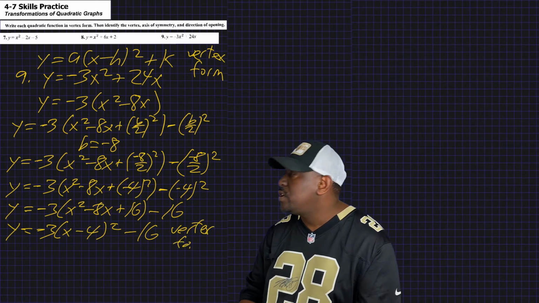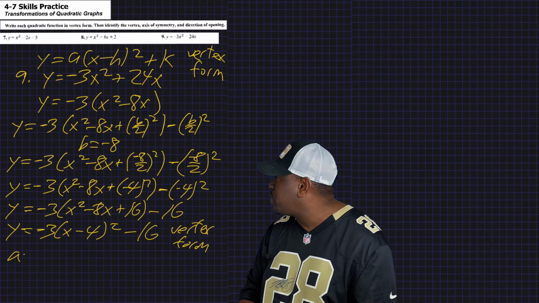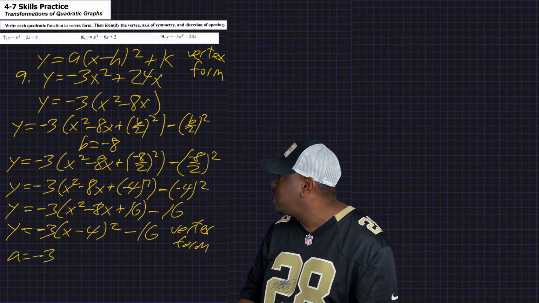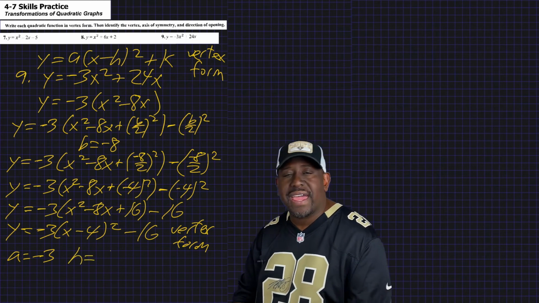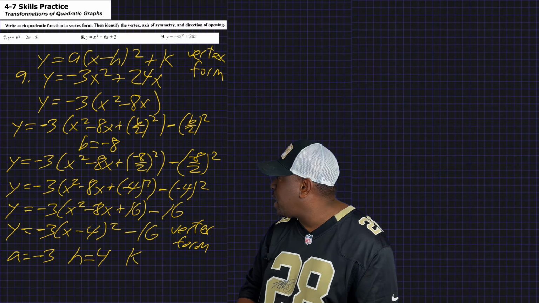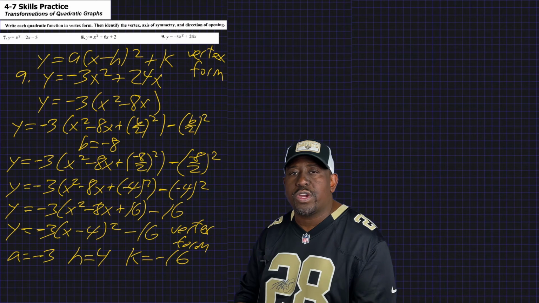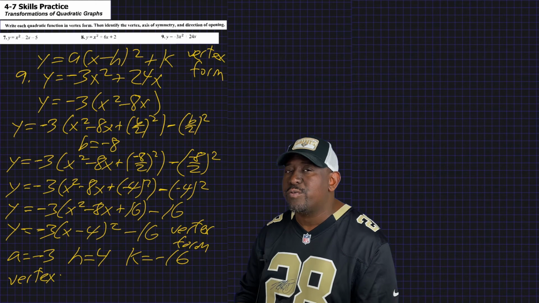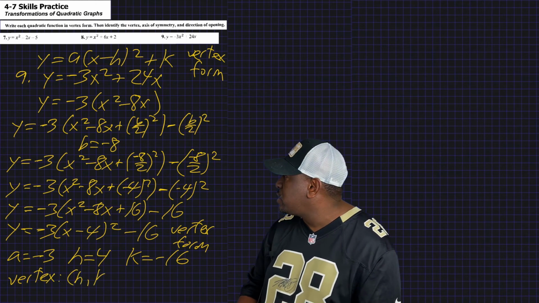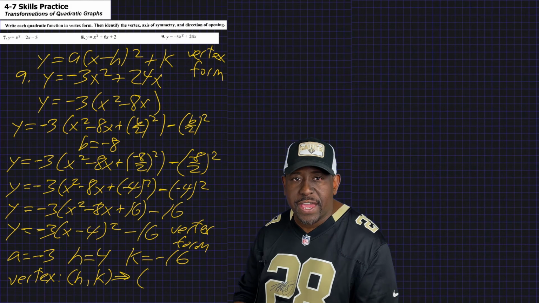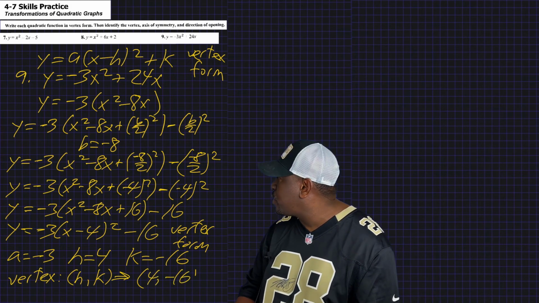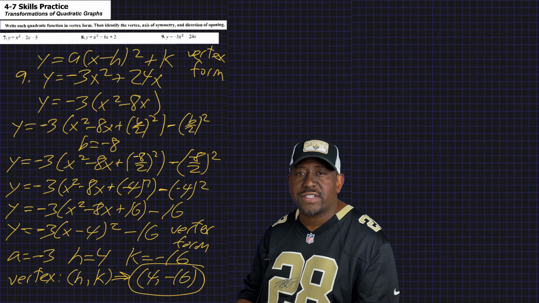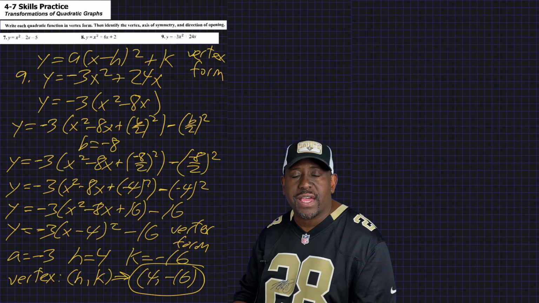So at this point, we compare it to the general formula we have above the problem at the top of the page, and we pull out a, which is negative 3, we pull out h, which is 4, we pull out k, which is negative 16. At this point, we can now get the vertex, the axis of symmetry, and the direction of opening. So our vertex obviously is in the form (h, k). h is 4, so your point will be (4, negative 16). We circle that to let us know we got the answer.